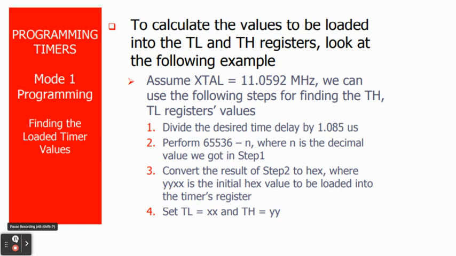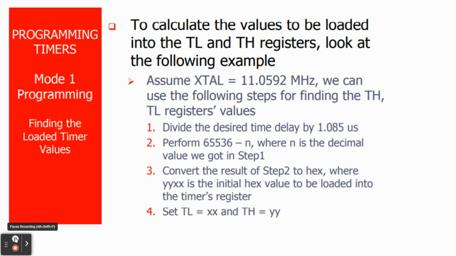For example, I want 1 second, but I cannot use 1 million microseconds. So I'll just be using maybe 10,000 microseconds so that I can divide it by 1.085, and my answer would be a little less than 10,000. So when I subtract almost 10,000 from 65,000 something, the answer will not be negative. But my problem now is I changed the 1 million microseconds to 10,000 microseconds only. So it will not be the solution to the question.